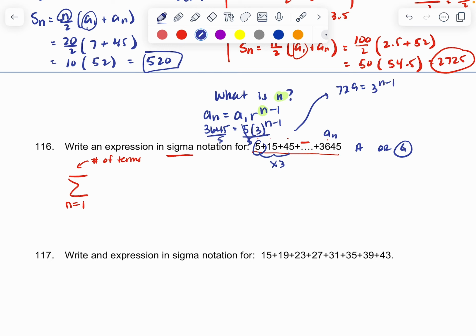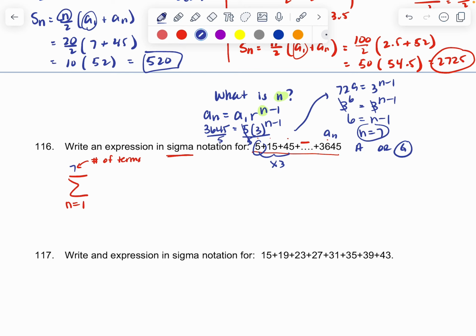Now, to solve for n, I could take the log of both sides, or I can just see if I can get the bases to be the same. So I know that 3 to the 6th power is 729. It won't be that big on your test. So 3 to the 6th equals 3 to the n minus 1. If I take these away and just set the exponents equal to each other, add 1 to both sides, I'm going to get that n equals 7. So kind of a lot of work to find out that this thing only has 7 terms, but it's okay.